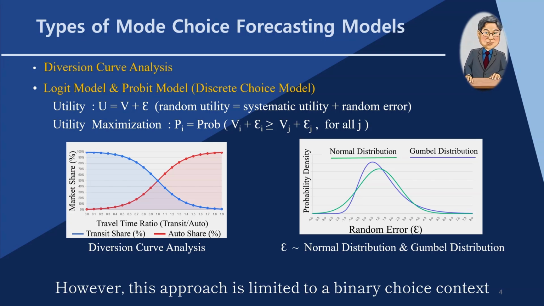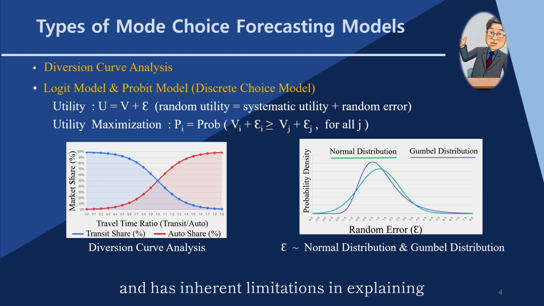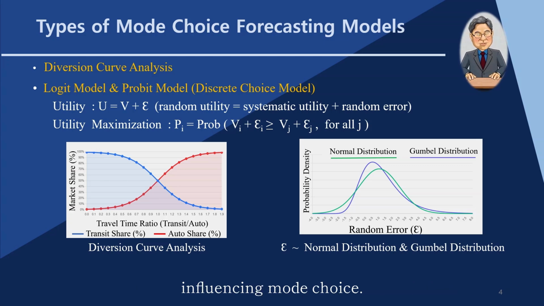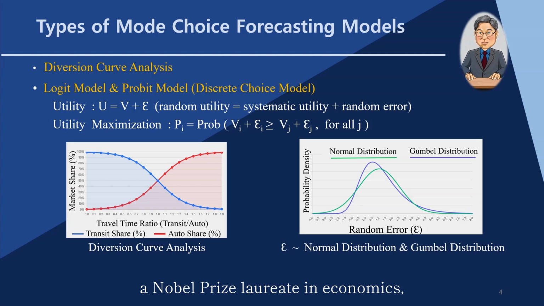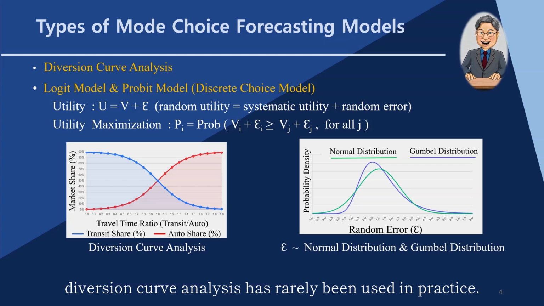However, this approach is limited to a binary choice context, typically private automobile versus public transit, and has inherent limitations in explaining the causal relationships among the various factors influencing mode choice. Consequently, since McFadden, a Nobel Prize laureate in economics, established discrete choice theory in the 1970s, diversion curve analysis has rarely been used in practice.